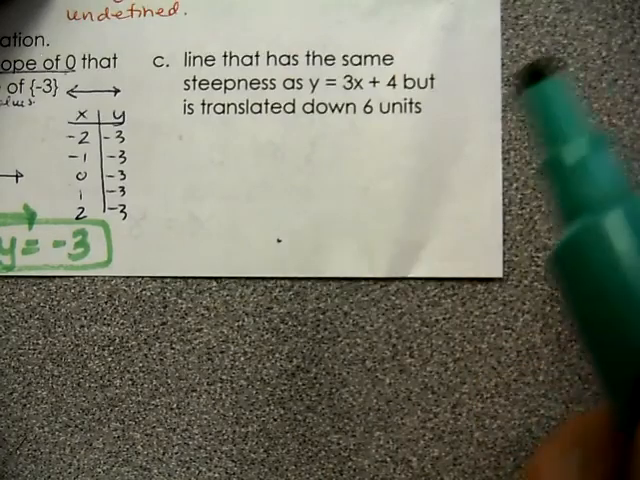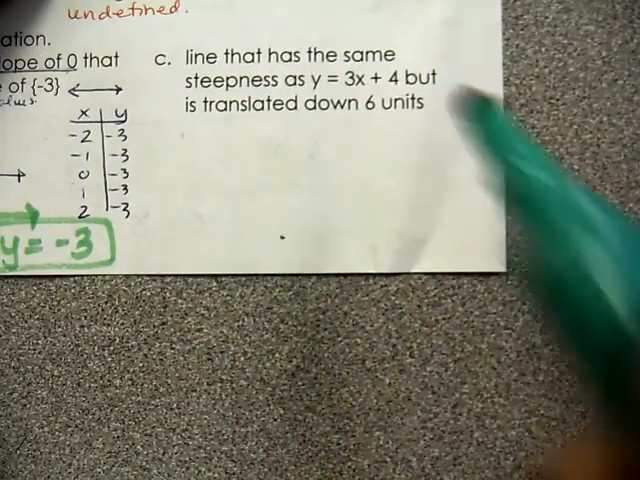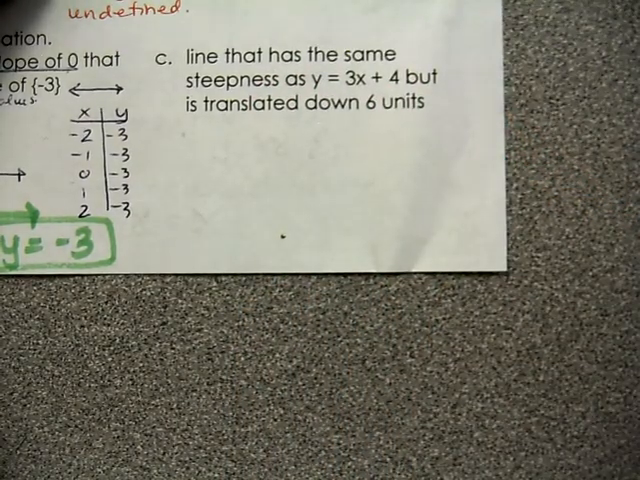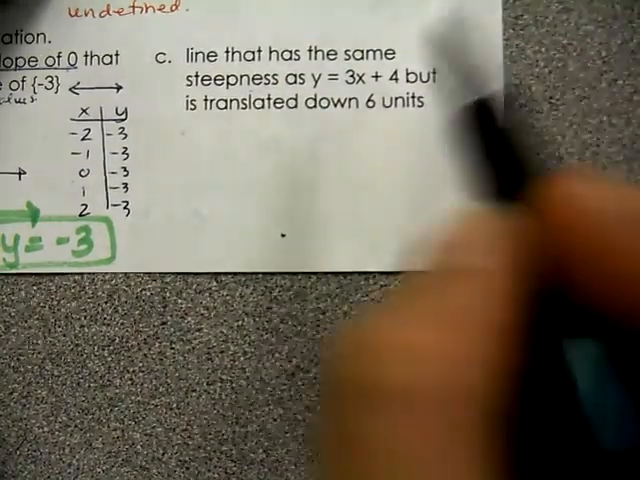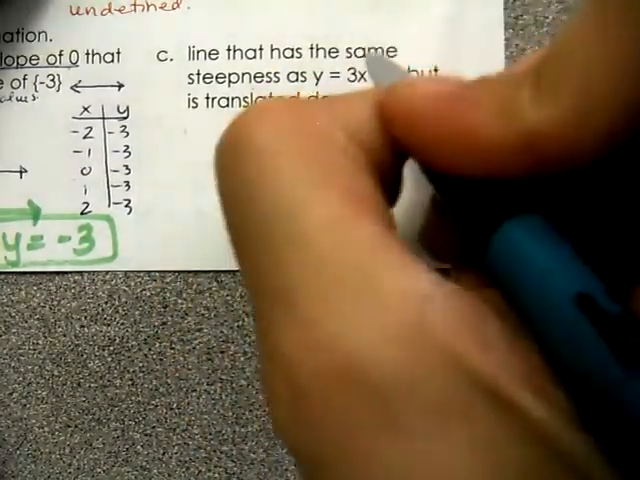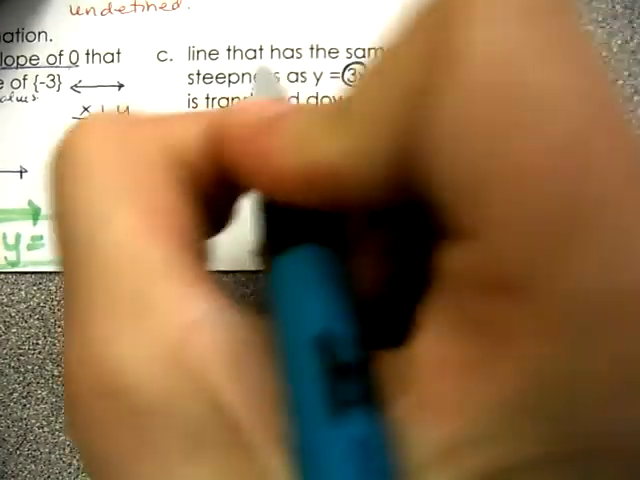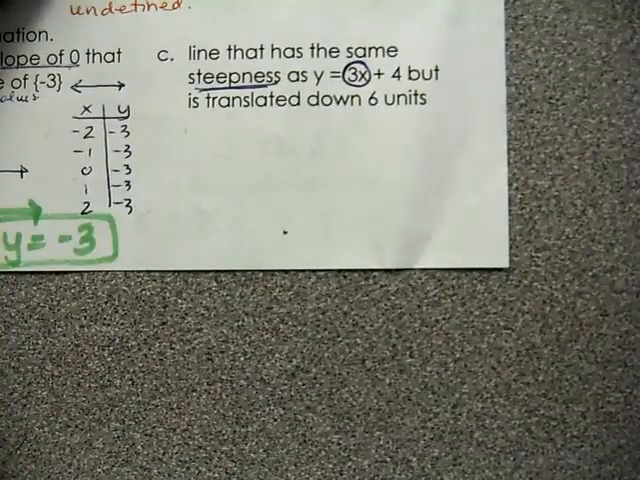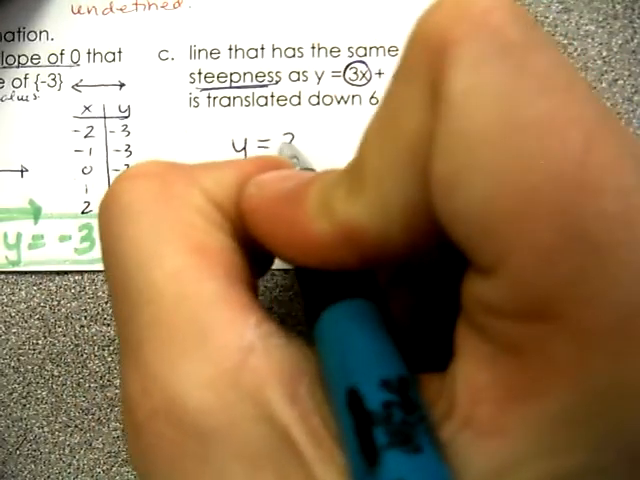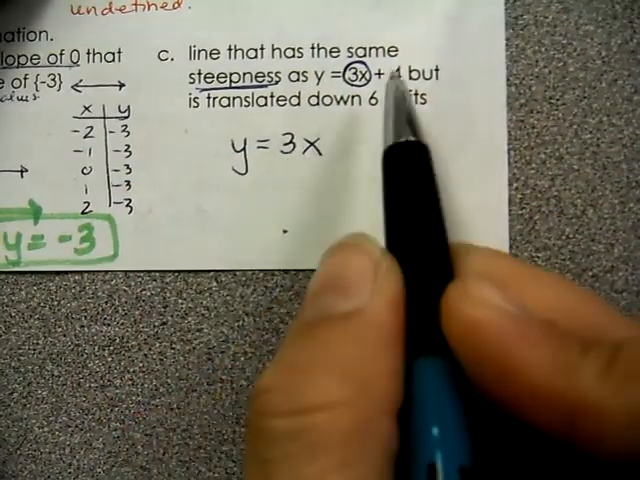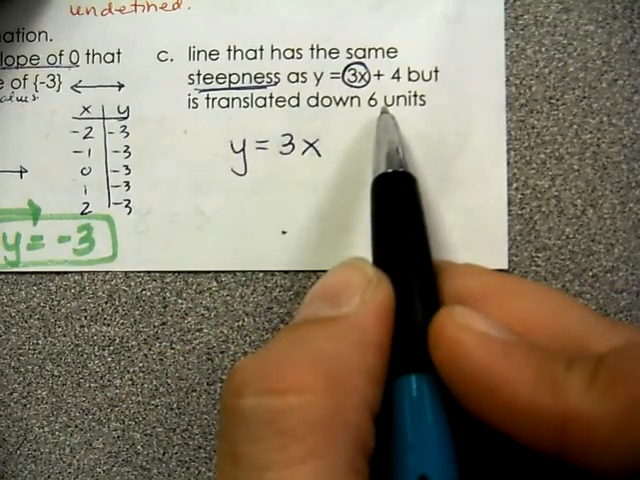Switching to the very last one, it says a line that has the same steepness as y equals 3x plus 4, but is translated down 6 units. So let's think about that. The steepness is determined by the slope. So when I look at this equation, remember the coefficient of x is what impacts my steepness. So if that has to stay the same, I know I'm going to have y equals 3x, because that's got to stay the same, but I have to translate down 6 units.